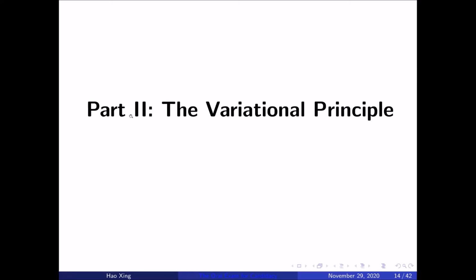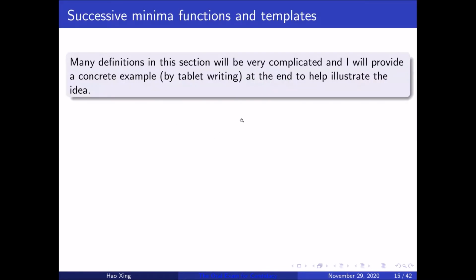Now we move on to the second part, which is the variational principle. This is the most important theory introduced in the recent paper of Das, Fishman, Simmons, and Urbanski. So we need a couple of notions to get to the statement of the variational principle.